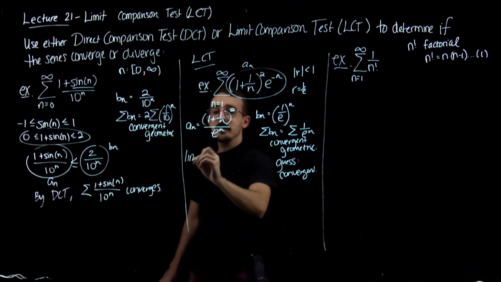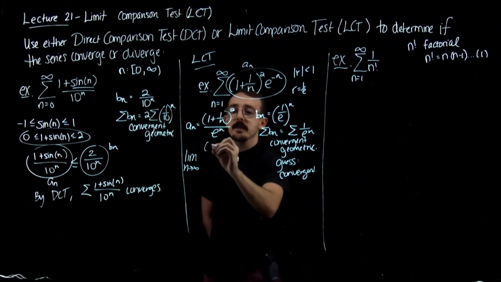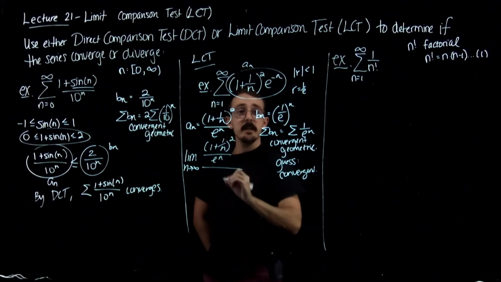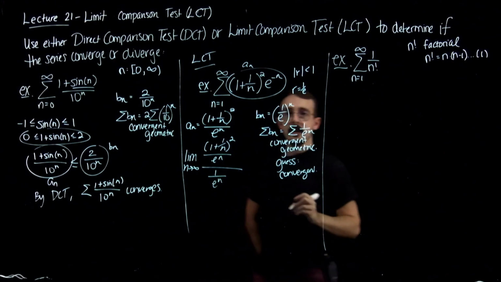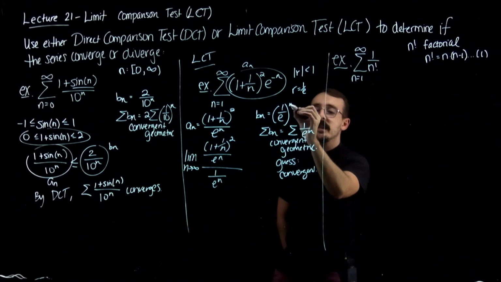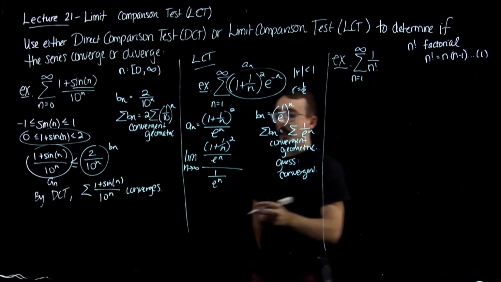So I'm going to do the limit as n goes to infinity. The formula is a sub n, which is this, divided by b sub n, which is this. Remember, 1 to any power is 1, so I can write it like this, or I can write it like this. They're equivalent.